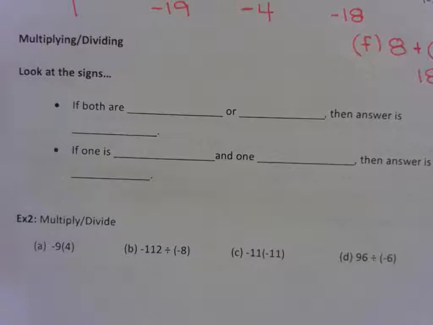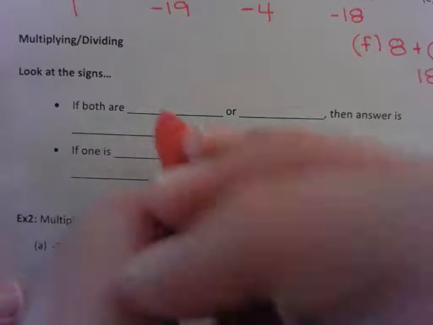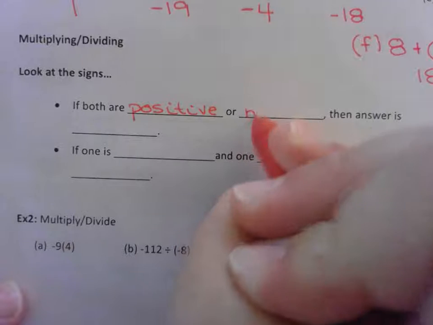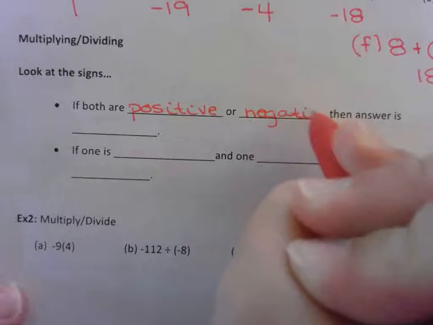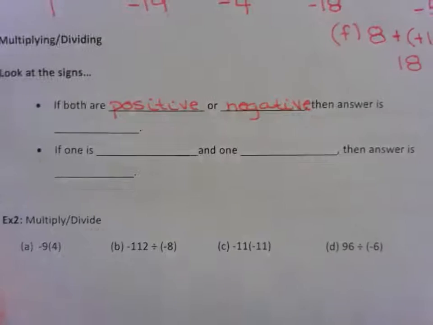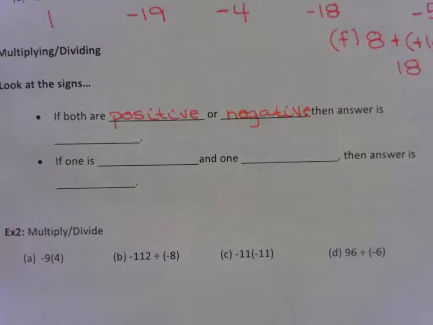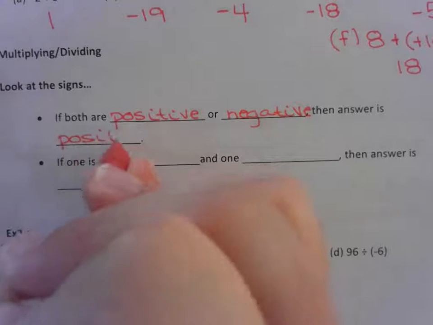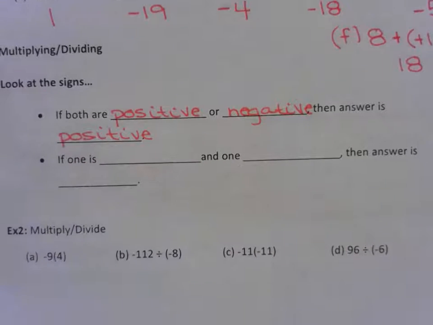Okay, multiplying, dividing. If I look at multiplying and dividing, we still need to look at the signs. If both are positive or negative, so if they have the same sign, then the answer is always positive. It's a little different. The nice thing about multiply and divide is you do whatever it tells you to do. Whether you divide or multiply, that's what you do. You just have to look at your signs to see what your final answer will be.